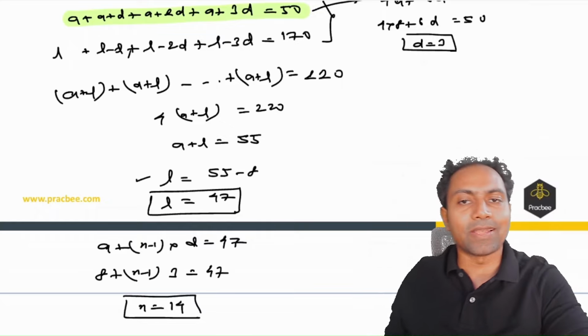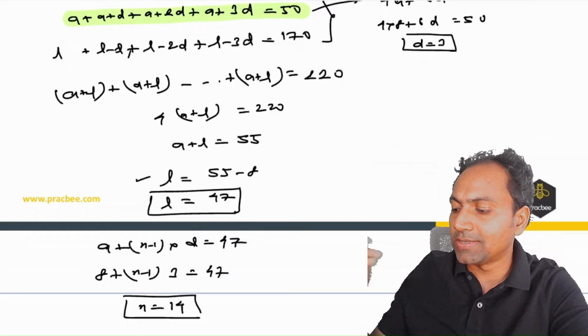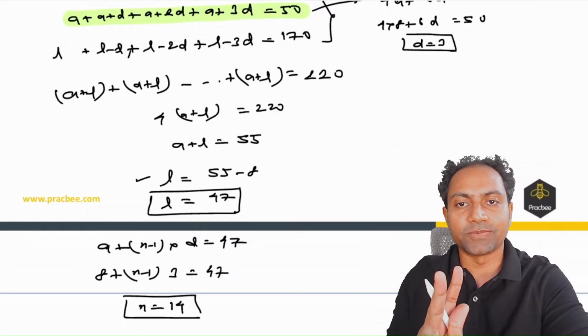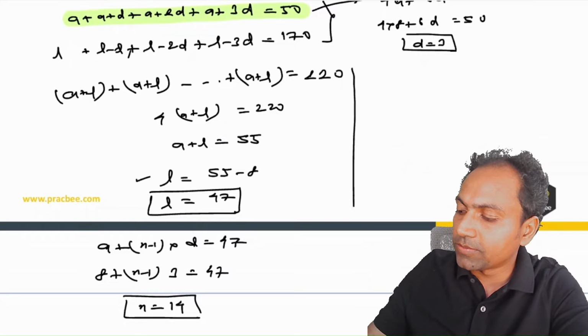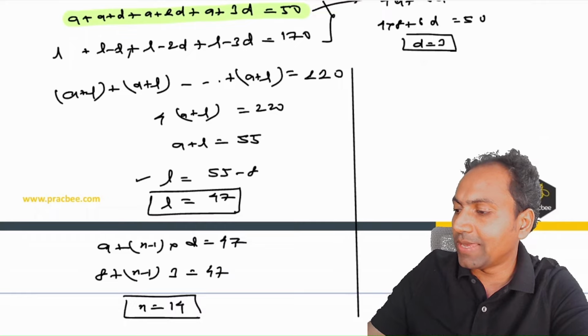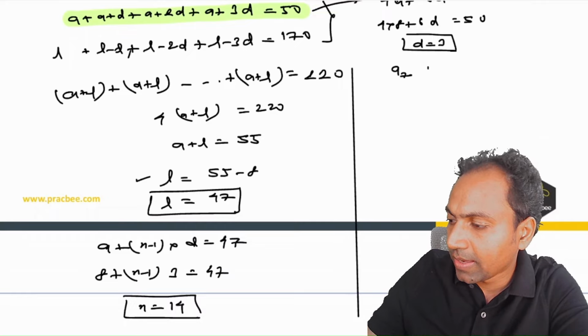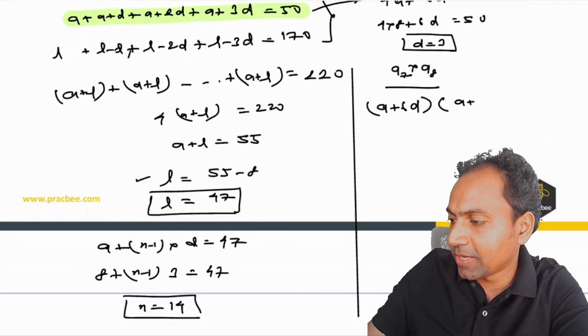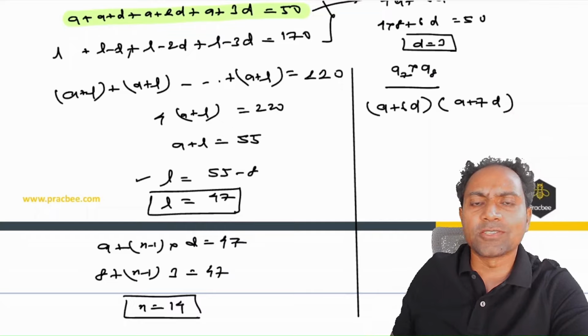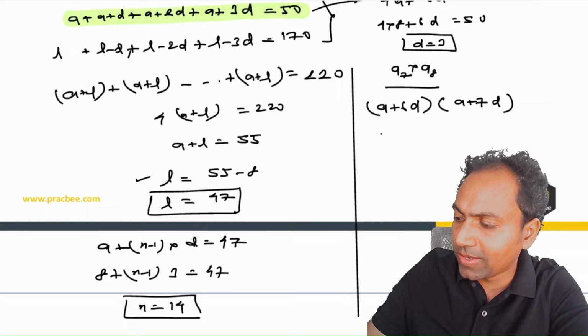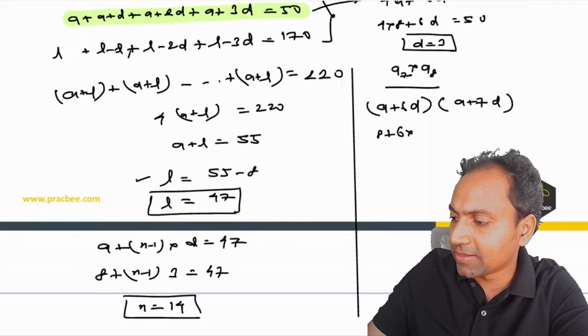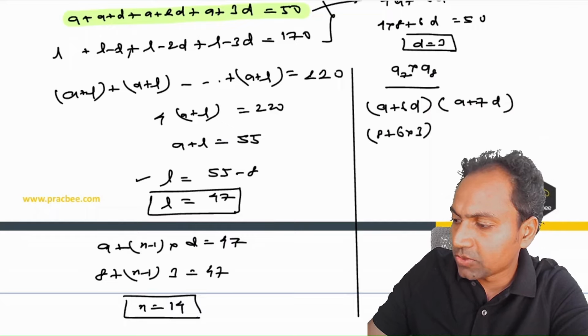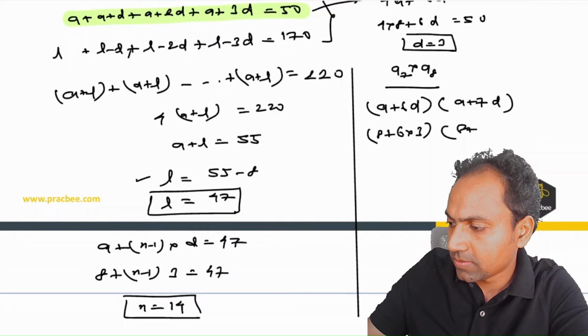Now, since the value of N is 40, there are two middle terms here. The two middle terms can be written as A20 and A21. We have to find the multiplication of these two. So the first will become A plus 19D, another will become A plus 20D. And it is not a difficult thing, because we know the value of A as 8 and D as 3. So if I put the values, I get my answer.